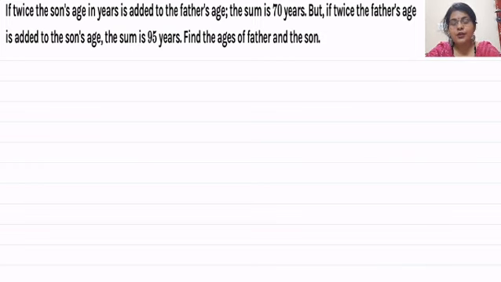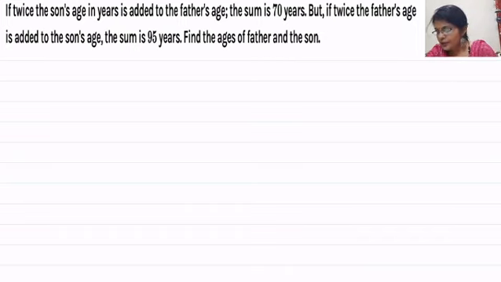Now the second question. If twice the son's age in years is added to the father's age, the sum is 70. But if twice the father's age is added to the son's age, the sum is 95 years. At first it might feel very difficult to you, but actually it is not difficult. It's very easy.